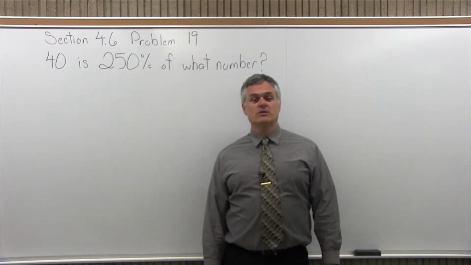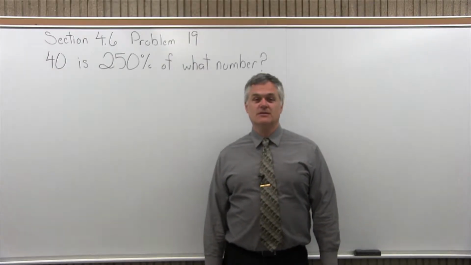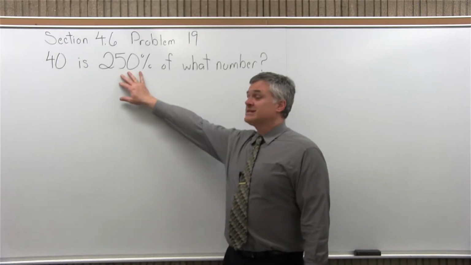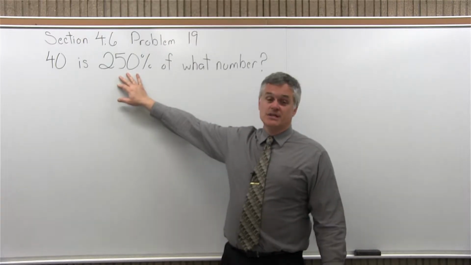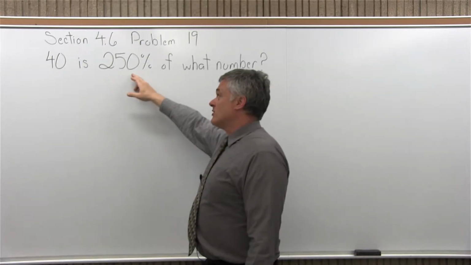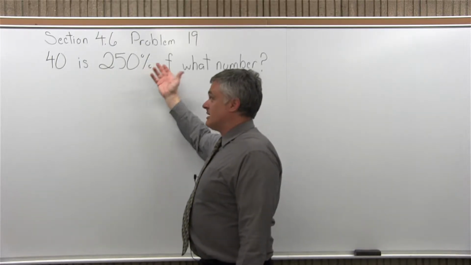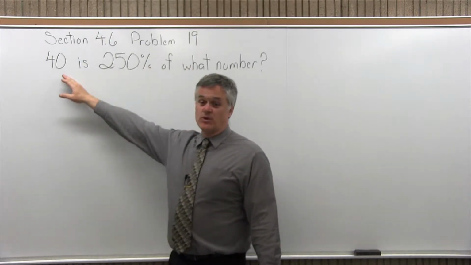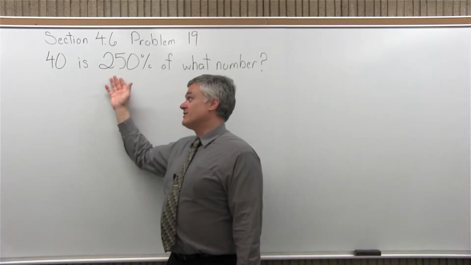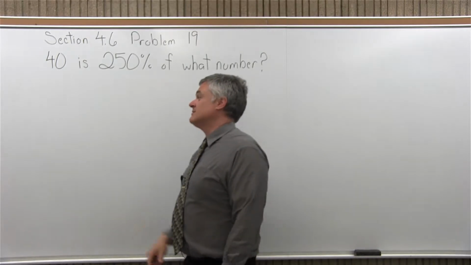This is Section 4.6, Problem 19. It says 40 is 250% of what number? A very common question people ask is, can you really have more than 100%? And yes, absolutely you can. So if 40 is more than 200% of a number, the number we're finding must be quite a bit less than 40, because 40 is 100% of 40, so it's 250% of something less.